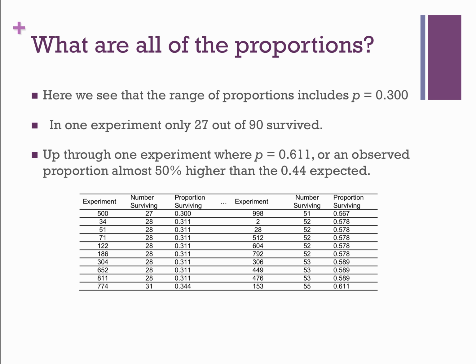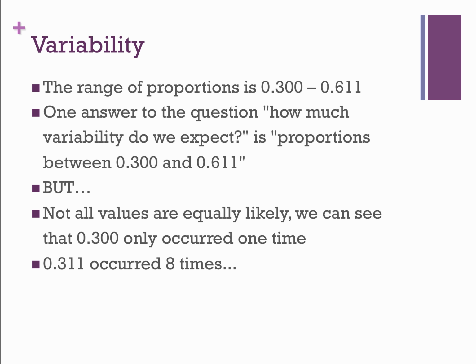So you can see that 27 only happened once, but 28 happened 1, 2, 3, 4, 5, 6, 7, 8 times. 55 only happened once, but 53 only happened 3 times. So now it would be nice to determine how many times each number of survivals occurred out of 1,000. That will give us some estimate of the variability. We know that our proportions range from 0.3 to 0.61, but we also know that not all values occurred with the same frequency.